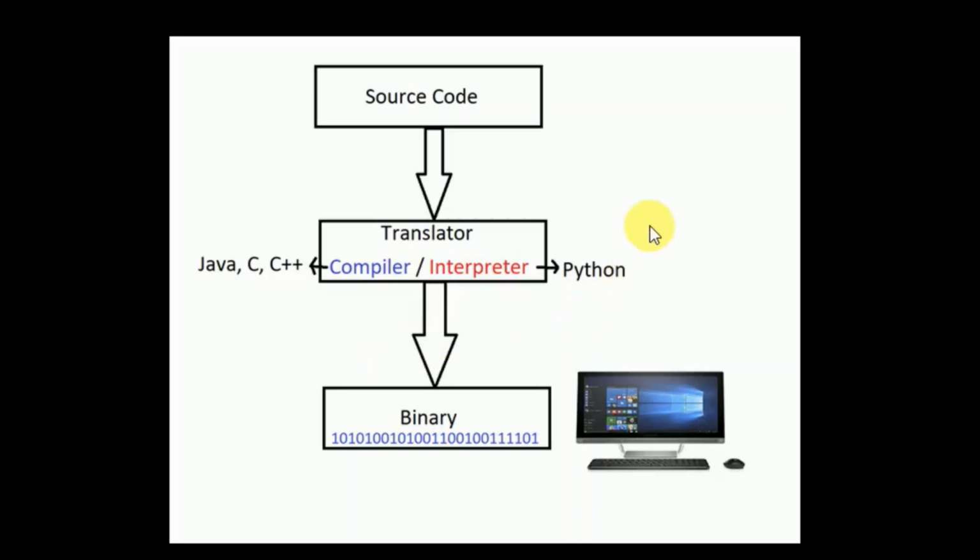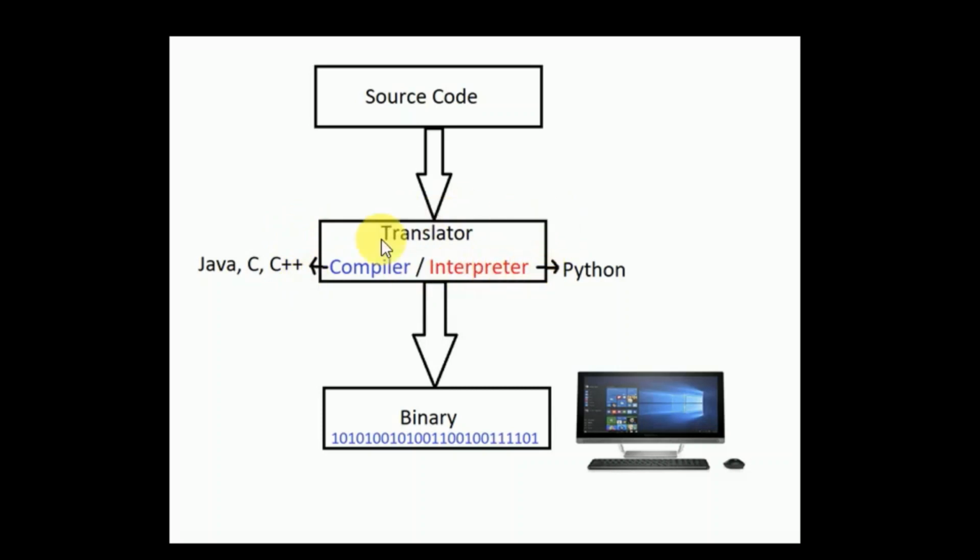Now, before we talk about the Java architecture, I want us to look at this first. In this diagram, I want to talk about code translation. When you write your code in any programming language, that's called the source code. Before the source code becomes binary, which we've talked about in previous videos, it has to be translated.